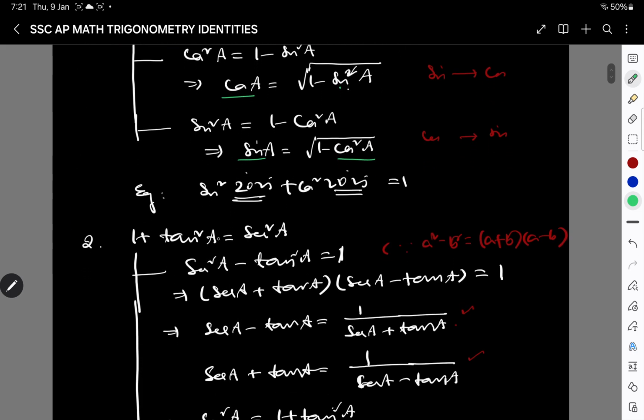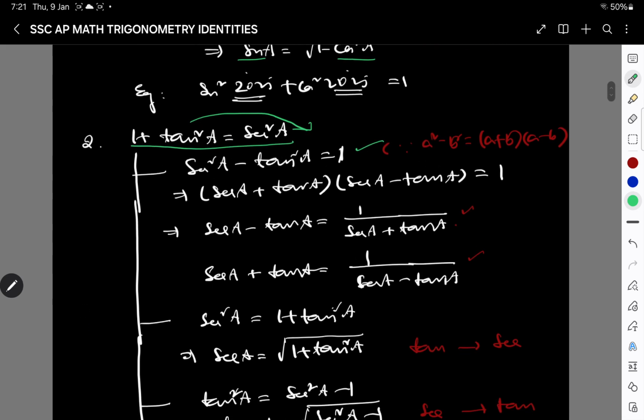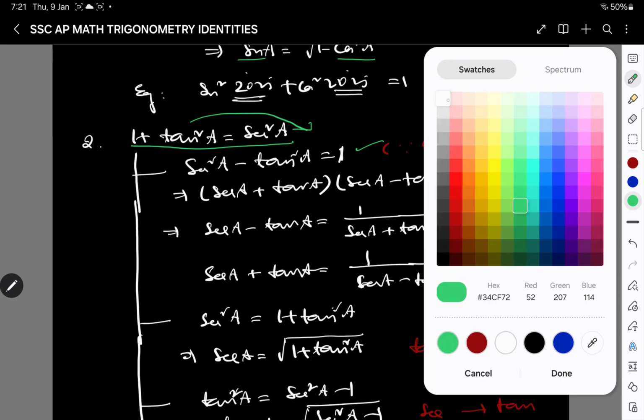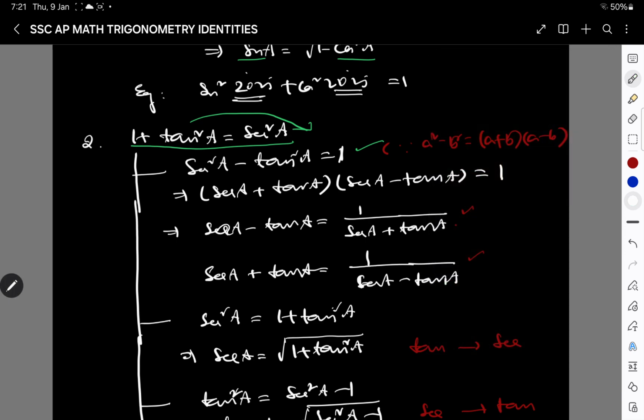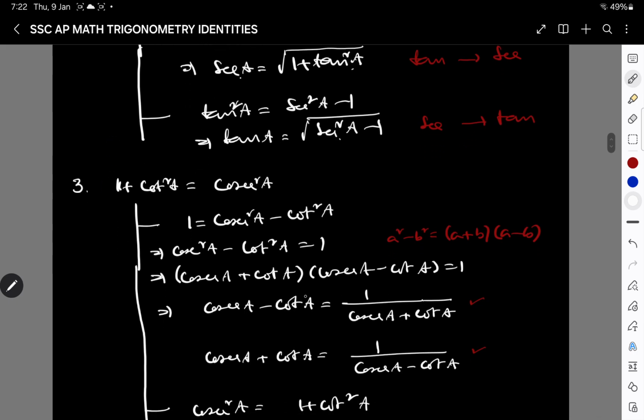The second one is 1 plus tan square A is equal to secant square A. We use secant square minus tan square is 1, and therefore secant plus tan into secant minus tan is 1. So if secant A minus tan A is given, you can find secant A plus tan A. If secant A plus tan A is given, you can find secant minus tan A, and these are very important. And the other is, given tan you can find secant, given secant you can find tan. Similarly, the same applications you find here.